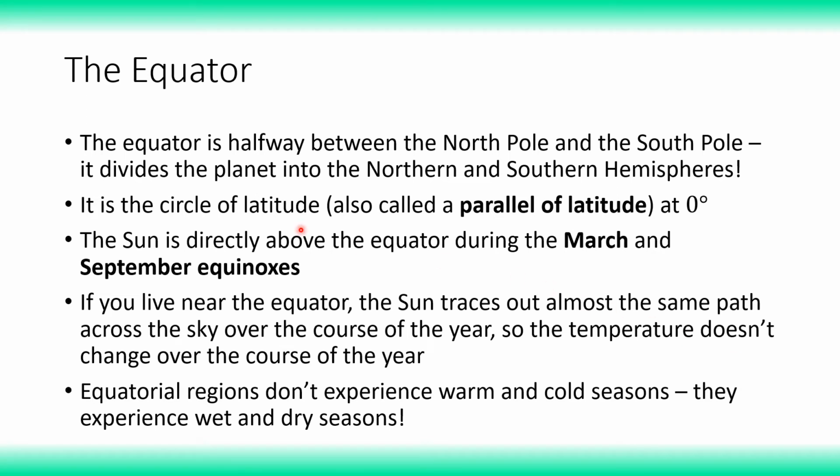It's the circle of latitude, so we have these 5 major circles of latitude. It's the circle of latitude that's defined to be at 0 degrees, 0 degrees north or south. We sometimes call circles of latitude parallels of latitude because they're all parallel to each other, which basically means that lines of latitude never touch. But lines of longitude, they all join up at the North Pole and at the South Pole.